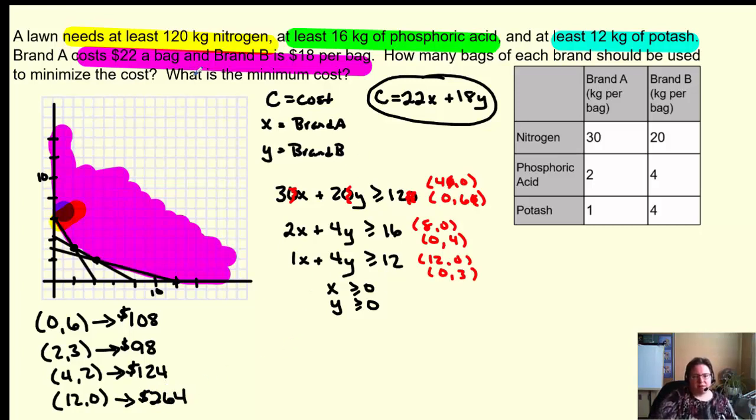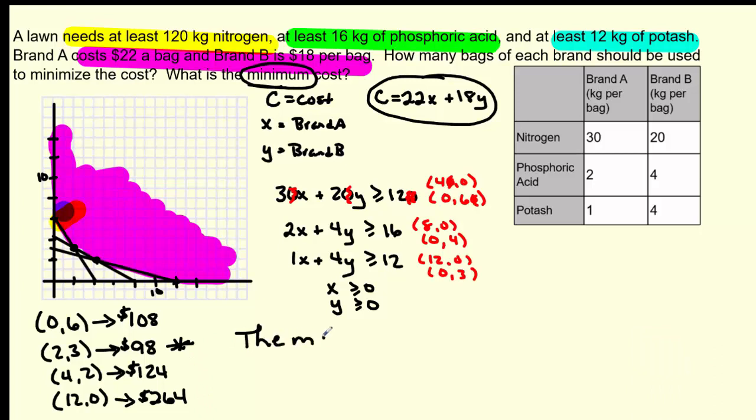So I wanted a minimum cost. I wanted to minimize it. So I'm looking for the smallest, which is this one. And again, you can't tell me it's the smallest unless you've got something else to compare it to. It can't be the smallest of one set of numbers. You have to compare it to all the other corners.